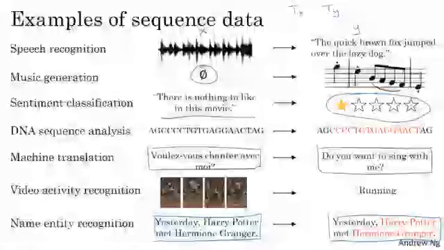So it turns out that we could modify the basic RNN architecture to address all of these problems. And the presentation in this video was inspired by a blog post by Andrej Karpathy titled The Unreasonable Effectiveness of Recurrent Neural Networks. Let's go through some examples.